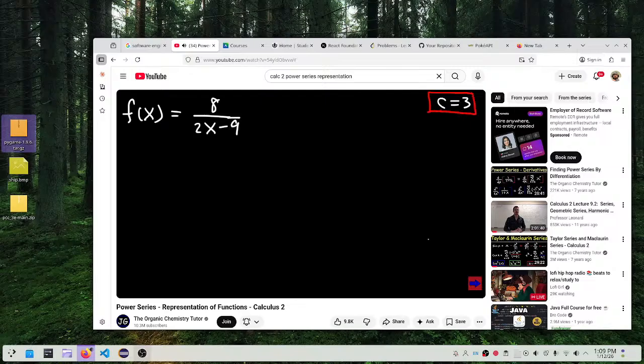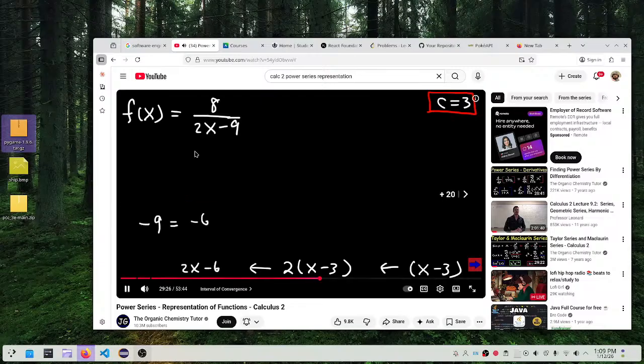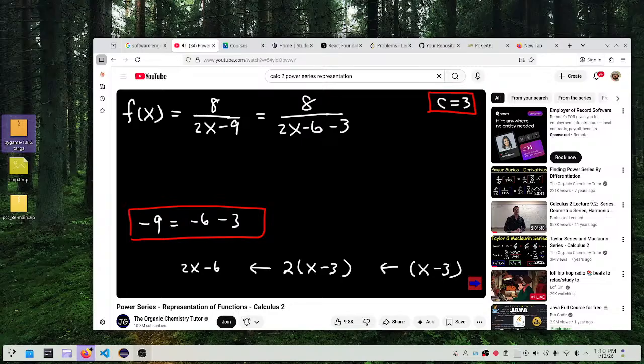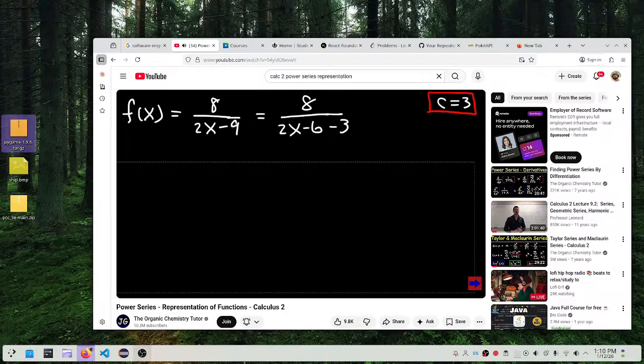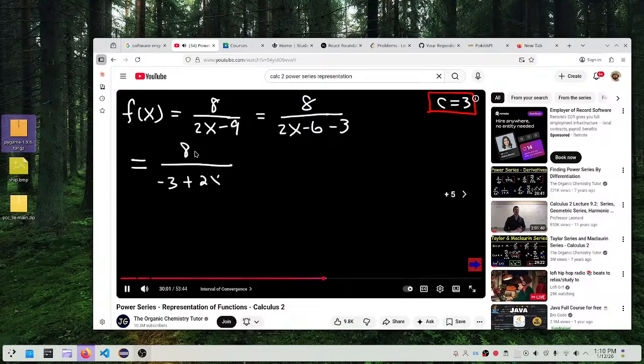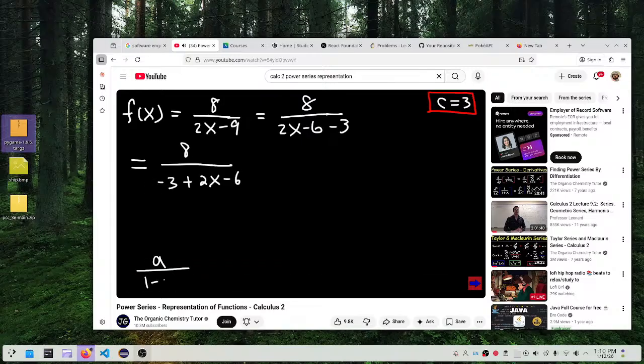So if we're going to center it at 3, we need the expression x minus c, or x minus 3. And notice that there's a 2 in front of the x. So thus we're going to have 2 times x minus 3. And if we distribute the 2, it's going to be 2x minus 6. Then we have 2x minus 6 minus 3. Now since I want to put it in the a over 1 minus r form, I need x to be on the right side, not on the left. So I'm going to move the negative 3 to the left side. Now this becomes 6. So now the next thing I need to do is take out the 2 and get x minus 3.